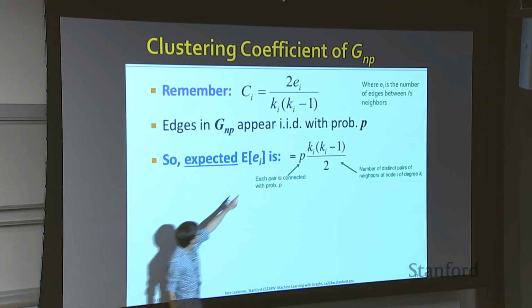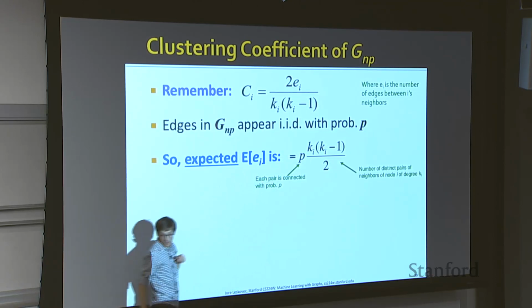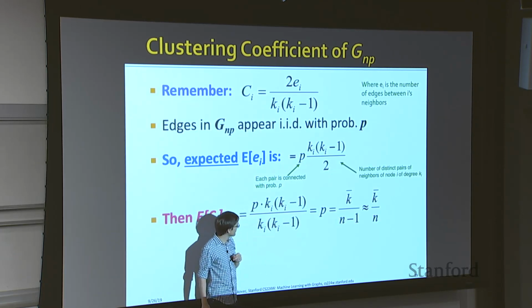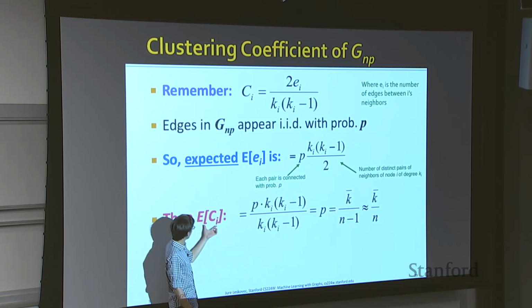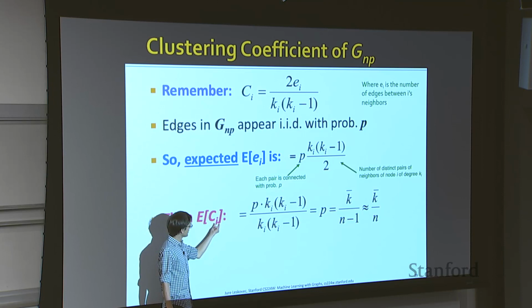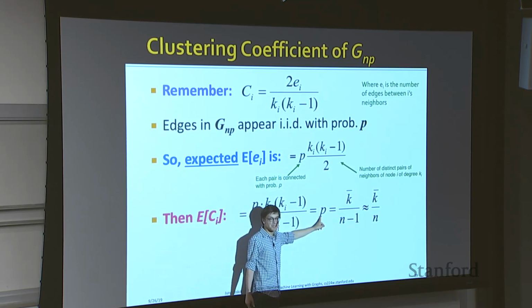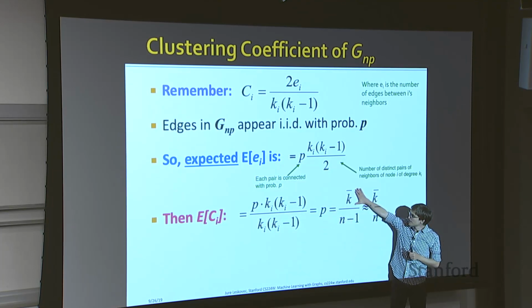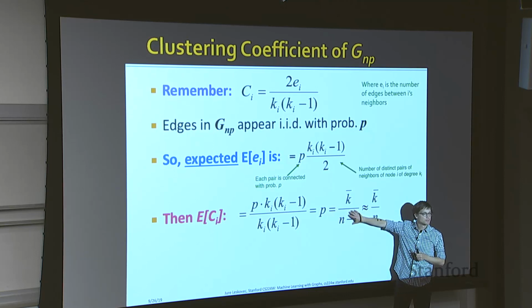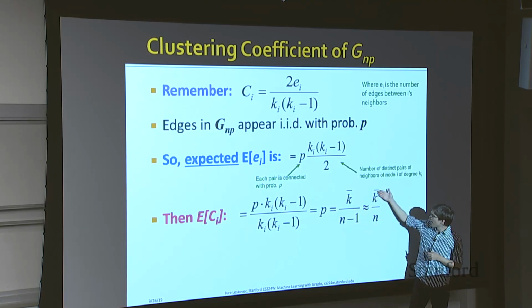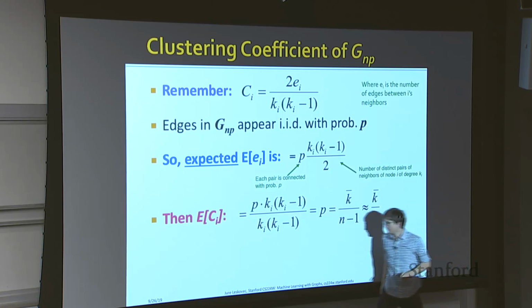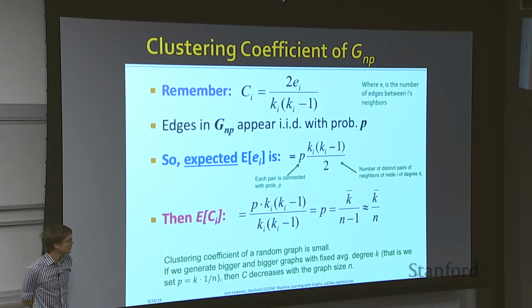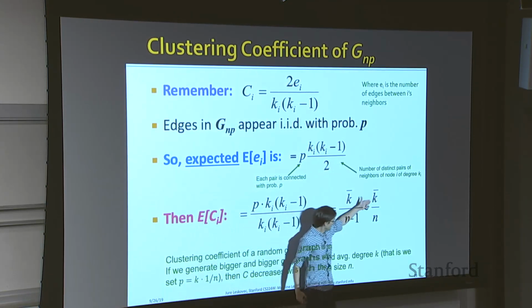So now I can take this expected value of E sub i and plug it into the equation above. If I do this, the k times k minus 1 terms cancel, and I get that the expected clustering coefficient of some random node i equals p, okay? Which is the probability of an edge. So what is p? p is the average degree divided by n minus 1, right? And if I simplify a bit, this is average degree divided by the size of the graph, okay? That's my expected clustering. One way to think of this is that it will be small.